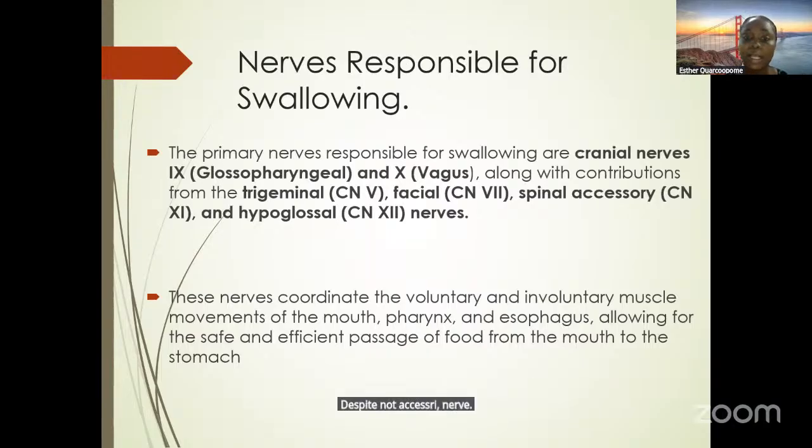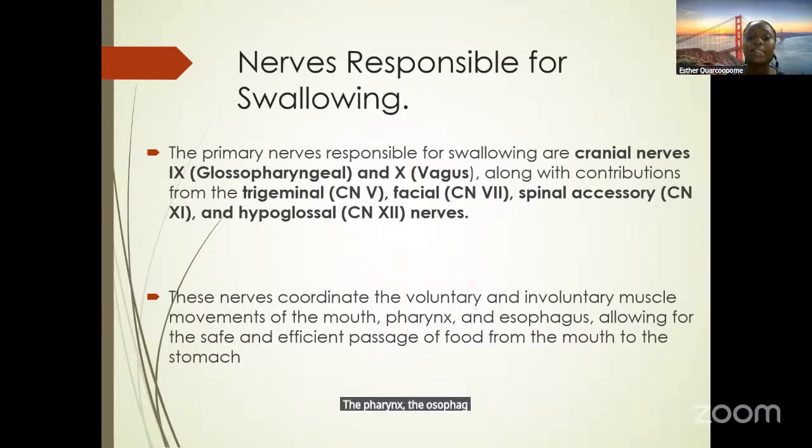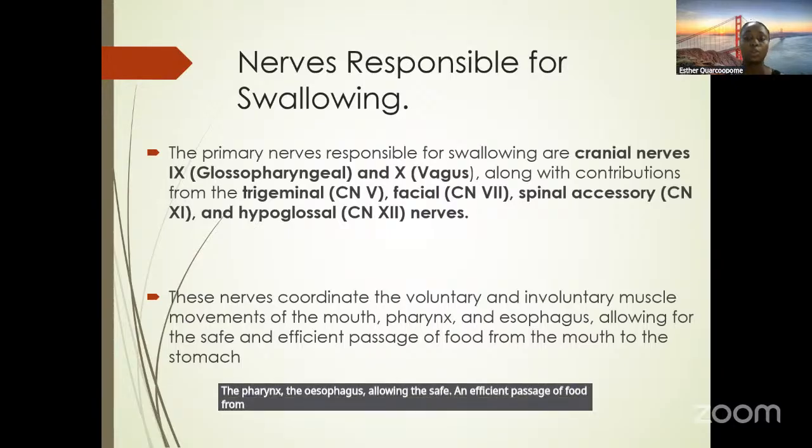the hypoglossal nerves. So these nerves coordinate the voluntary and involuntary muscle movements of the mouth, the pharynx, the esophagus, allowing the safe and efficient passage of food from the mouth to the stomach. So these nerves are very, very important. I would like you to keep them in mind. When I get to dysphagia, I'll come back to them for you to understand more.